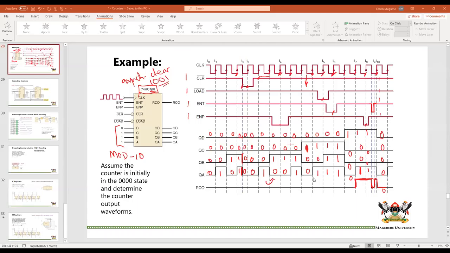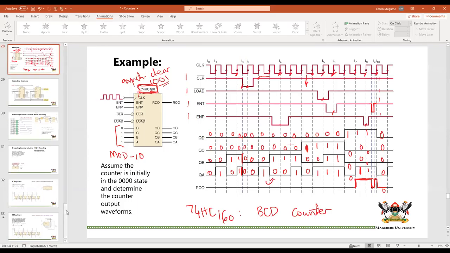Okay, Ivan, I see your question. In the previous example, I thought the terminal state is when the output is 1111. But at clock 7, T7, the RC note went to 0. So once again, as you can see, this is a 74HC160, which is a BCD counter. It is a decimal counter.